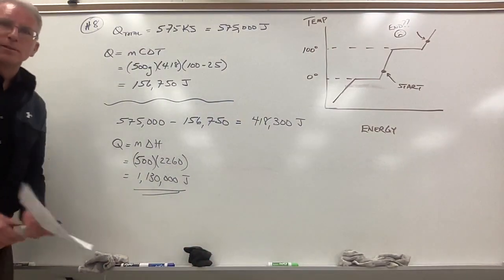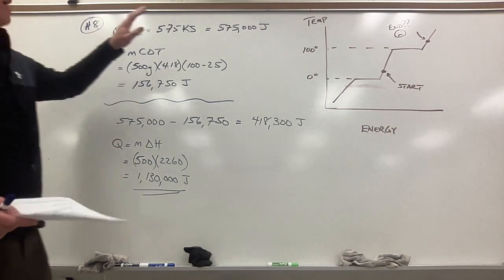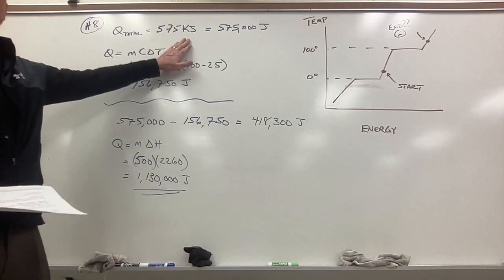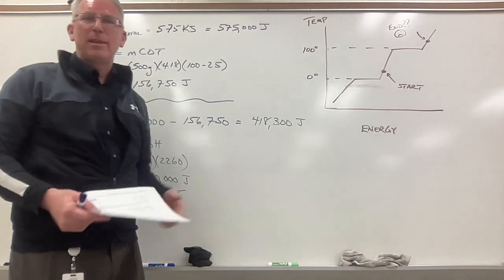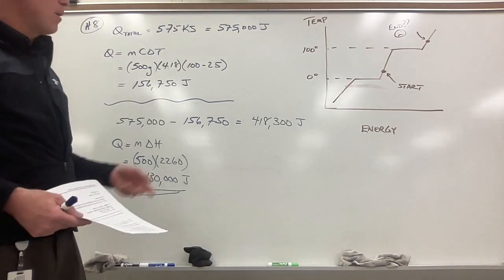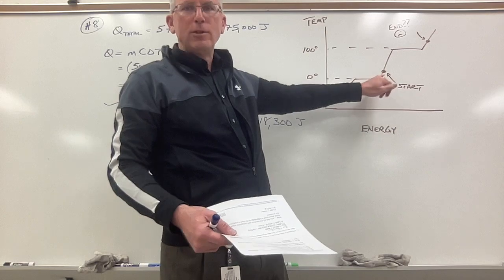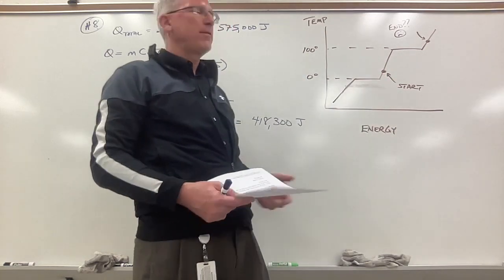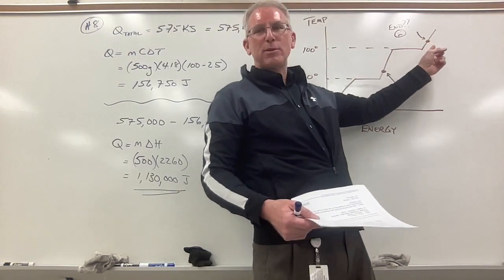Okay, let's talk about the solution to number 8. In number 8, you're told that you have 575 kilojoules, which is 575,000 joules. Remember, you have to multiply by 1,000 or move the decimal place 3 spots. And you've got water that's at 25 degrees, it's at room temperature, and you're gonna add this 575 kilojoules, and they wanna know what your ending temperature is.